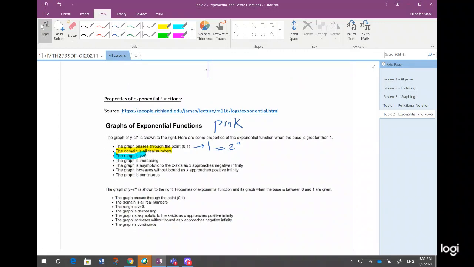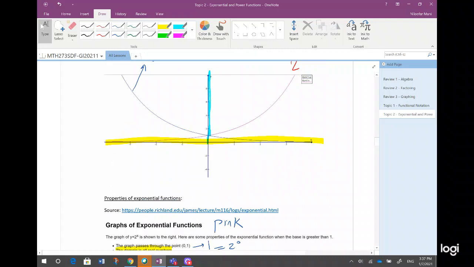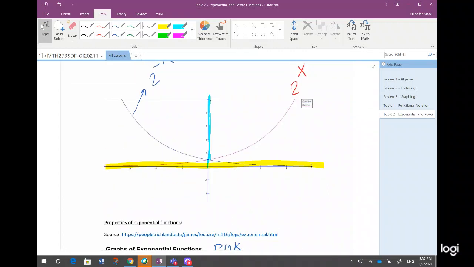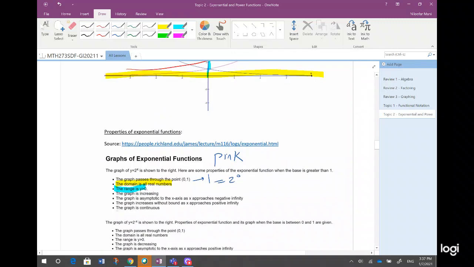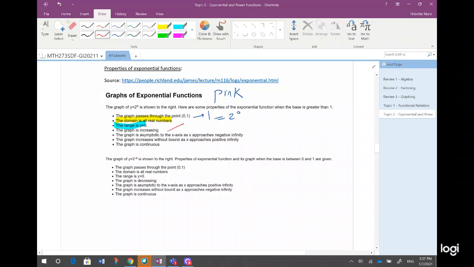Yeah, so I can continue. The graph is increasing. So 2 power x is increasing. Yes, look at this. It starts from the left side, it starts from low values and going up. Okay, so increasing. So the graph is asymptotic to the x axis as x approaches negative infinity.